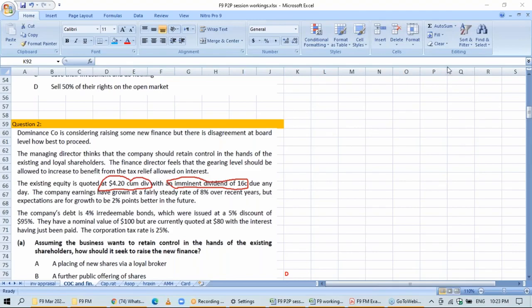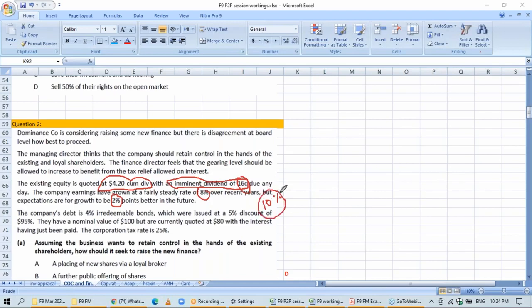Okay, so let me now start with the cost of equity. The dividends are currently increasing at 8%, and it is expected that in the future they will increase by a further 2%, right? So in total, the dividend growth rate is expected to be 10% in the future. The very recent dividend, the imminent dividend, is 16 cents, and it is expected that this dividend will increase in the future by 10%.